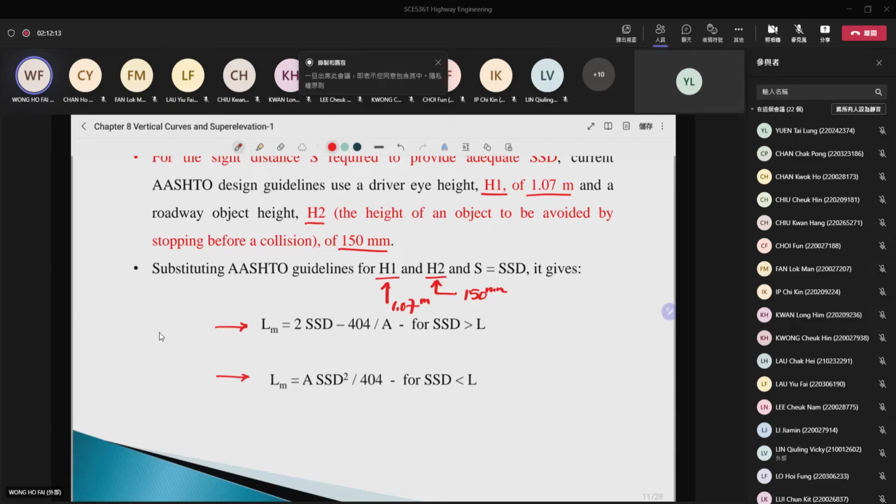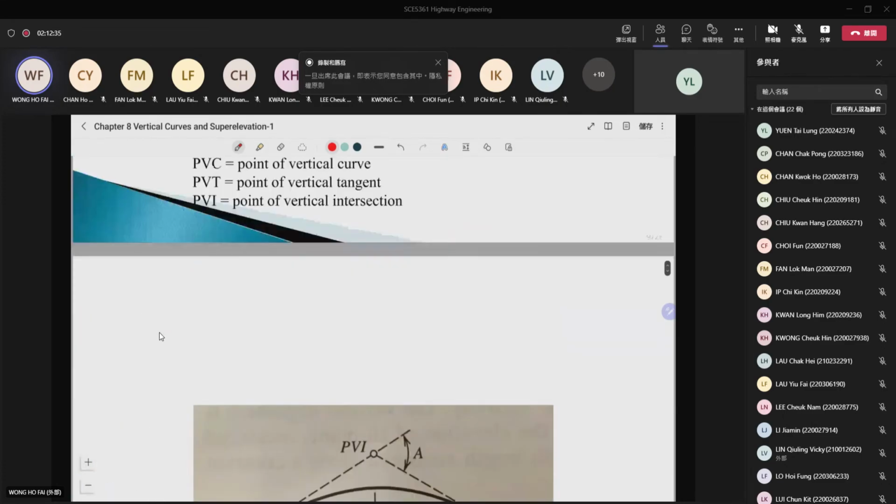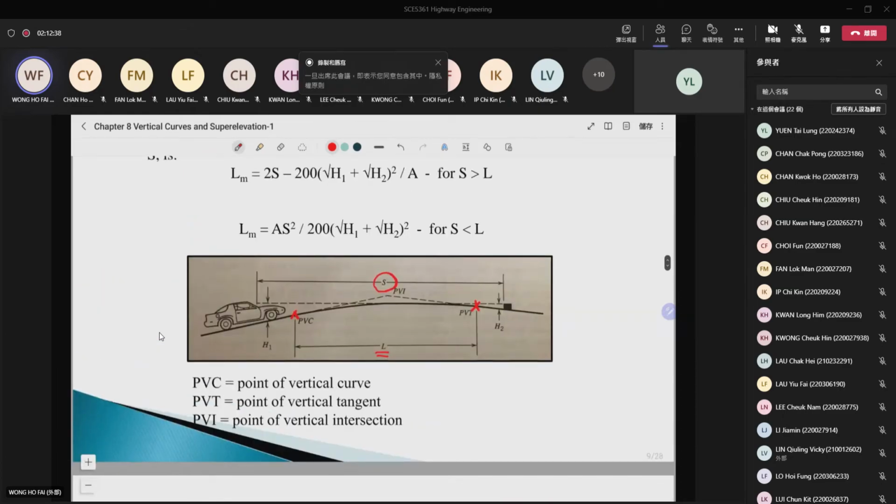When you see something ahead, the sight distance should be equal to the stopping distance, which consists of the braking time plus the reaction time, right? So SSD is the stopping sight distance, and S should be equal to the SSD. Then you should provide your length of the vertical curve so that S is equal to SSD. Do you agree?